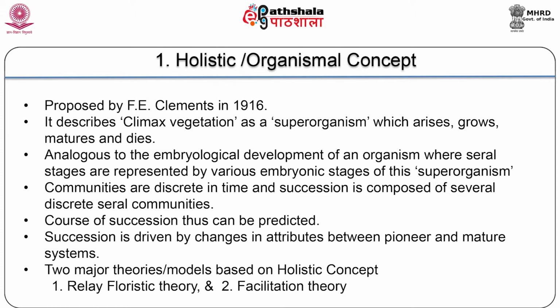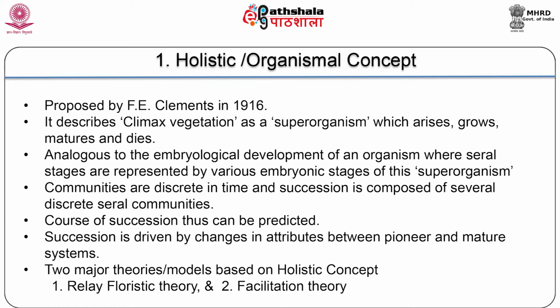Each serial stage so modifies the environment that plants of that stage eventually can no longer exist there. Instead, they prepare the site for the replacement plants of the next stage. The process continues until the vegetation arrives at the self-reproducing climax that marks the end of the succession. Each community occurs at a time and each community gives way to the other community, that is, communities are discrete in time and succession is composed of several discrete serial communities. The course of succession thus can be predicted.